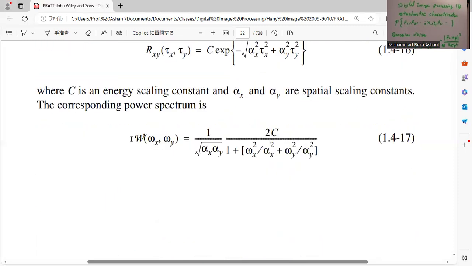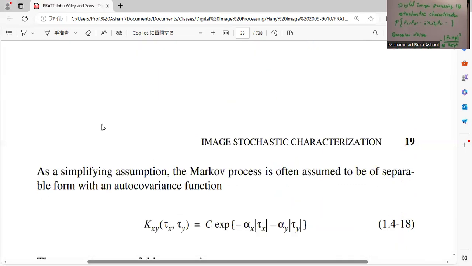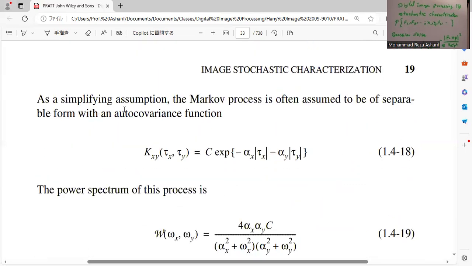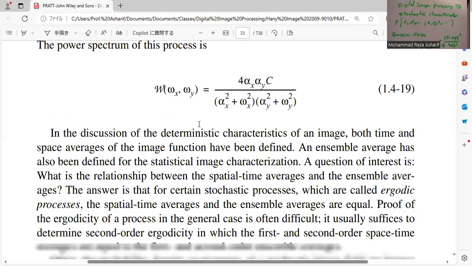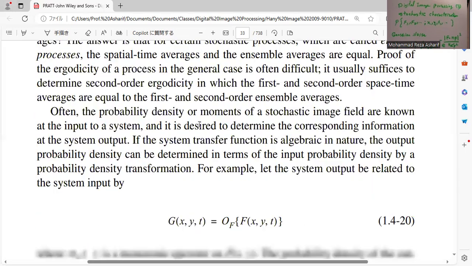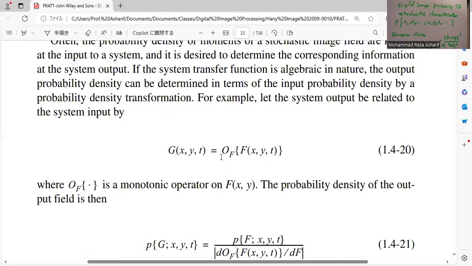And this is the energy here. Alpha is a special scaling constant. The Markov process is separable like this, and the power spectrum is processed like this. I abbreviate this part for you and then jump here.